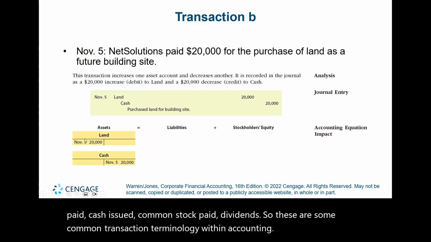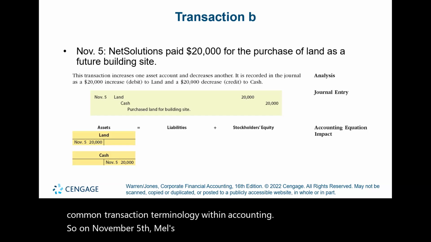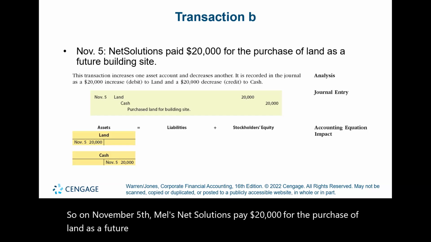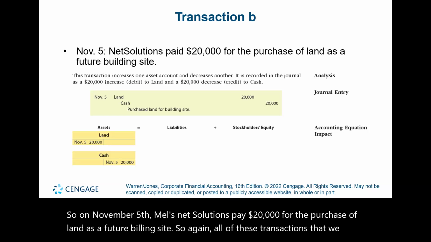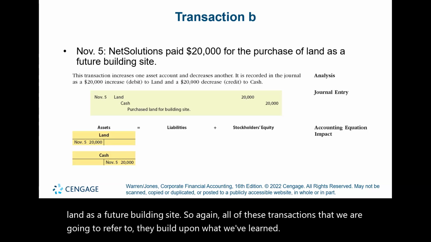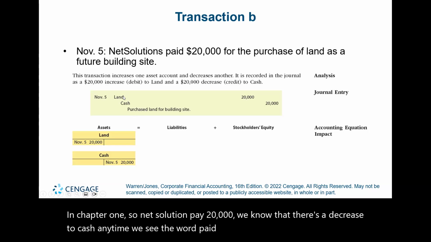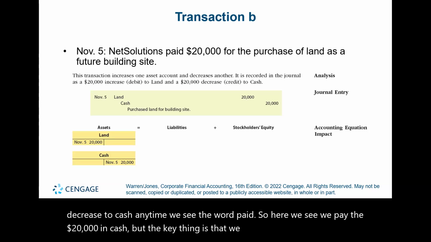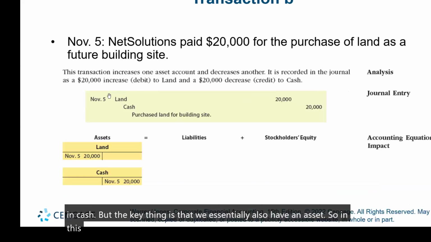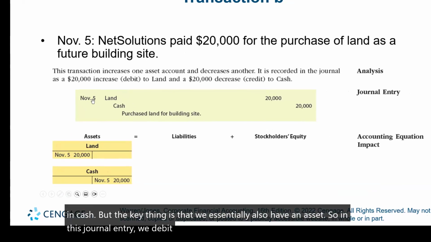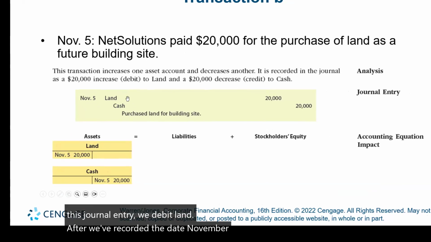So on November 5th, Net Solutions paid $20,000 for the purchase of land as a future building site. Again, all of these transactions that we are going to refer to build upon what we've learned in chapter 1. So Net Solutions paid $20,000. We know that there's a decrease to cash anytime we see the word paid. So here we see we paid the $20,000 in cash, but the key thing is that we essentially also have an asset. So in this journal entry, we debit land. After we've recorded the date, November 5th, we debit land for $20,000. There's an increase to our asset account.